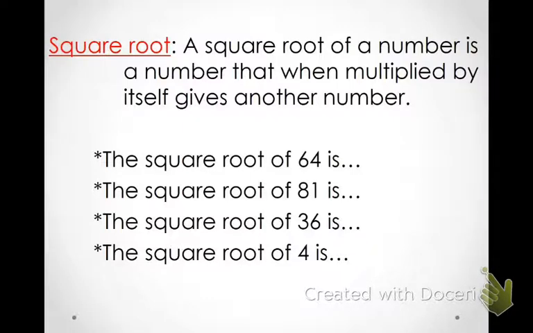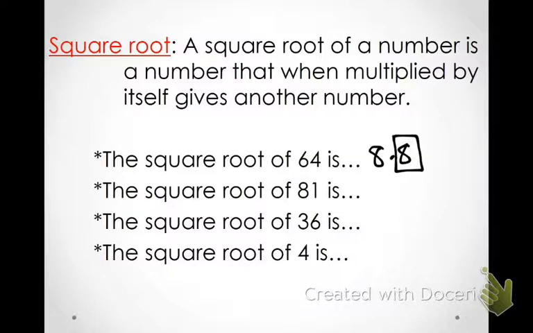So the definition here of a square root says a square root of a number is a number that when multiplied by itself gives another number. So it's almost the opposite of the perfect square that we were just talking about. The square root of 64 is, what is the number that multiplied by itself equals 64? 8, okay? So 8 times 8. So the square root for that one, we're just going to go ahead and box this in, is an 8, okay? The next one, the square root of 81.